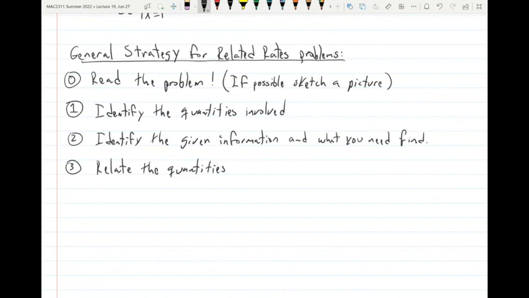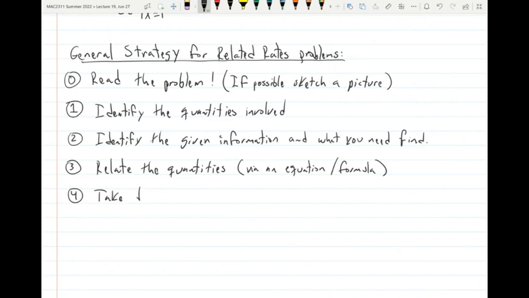Relate the quantities, and typically this is via an equation or formula. Maybe one of the quantities is volume, so use the formula for the volume of whatever shape you're provided, and so on. So identify the quantities, identify the given information, relate the quantities, and once you have your relationship among the quantities, then take the derivative, and so on. Okay, so take the derivative with respect to the common variable, and solve.